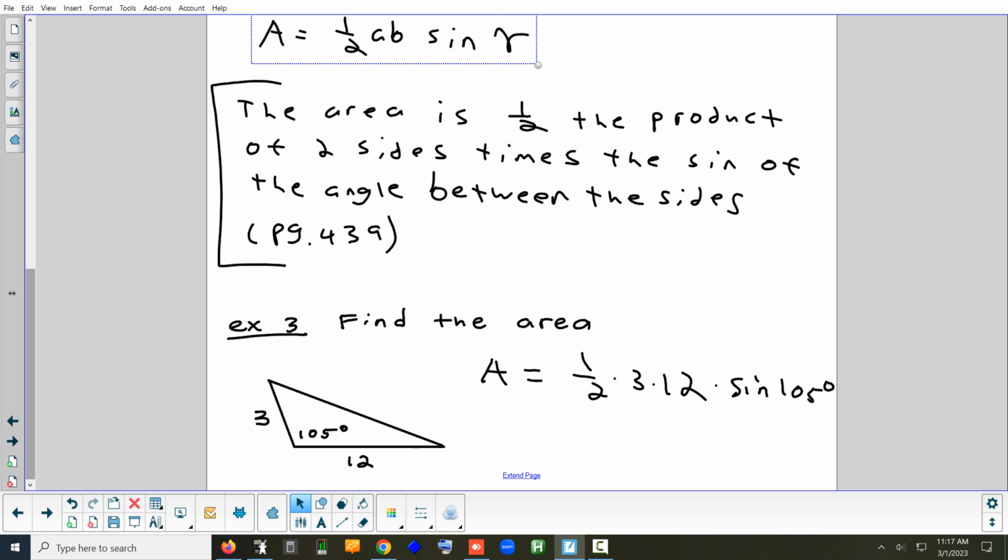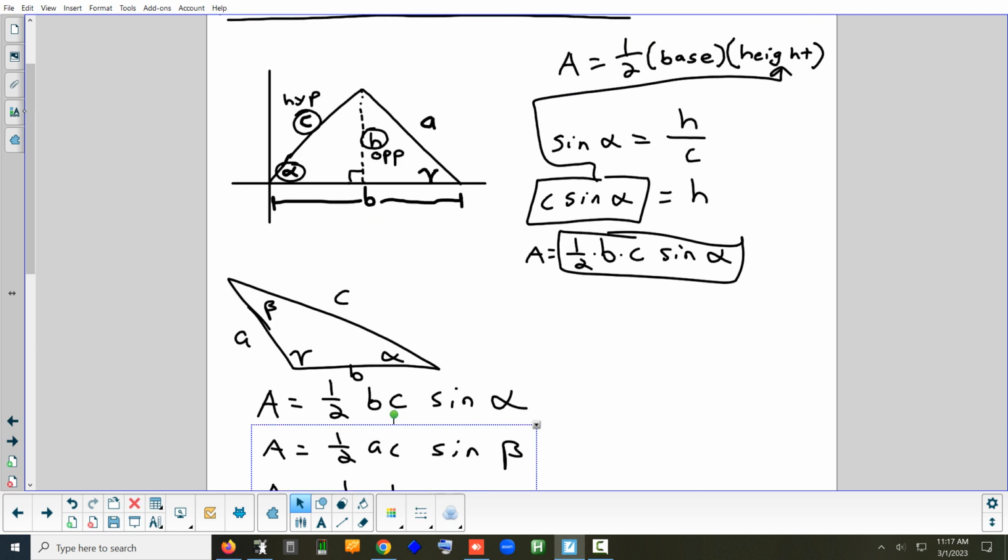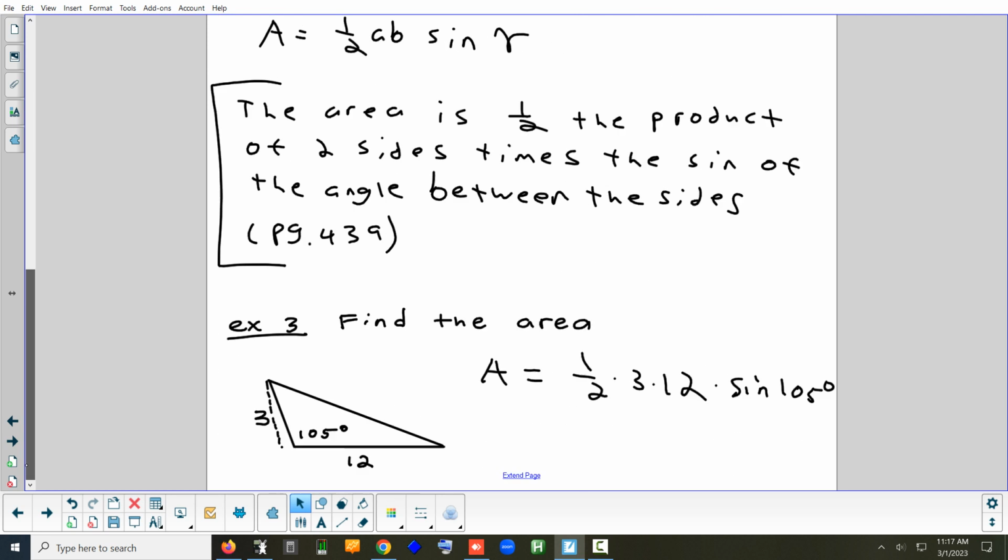Yep. And what you're really doing there is you're calculating the height. You just found the height of the triangle. It's just that calculation for finding the height using sine as opposite over hypotenuse is built into the formula. But that's what you really are doing. 1/2 the base, and then 3 sine 105 is the height. You're really doing 1/2 base times height.